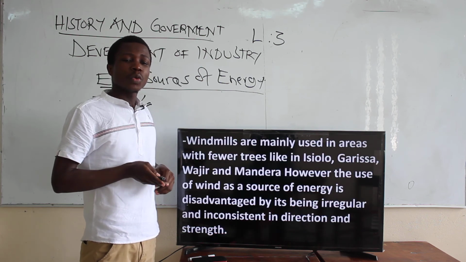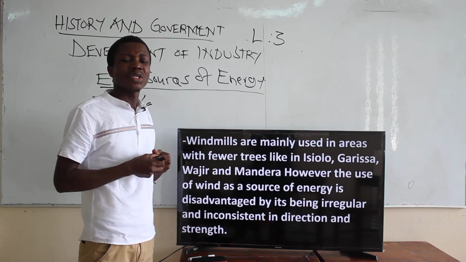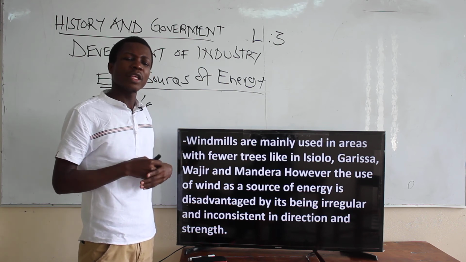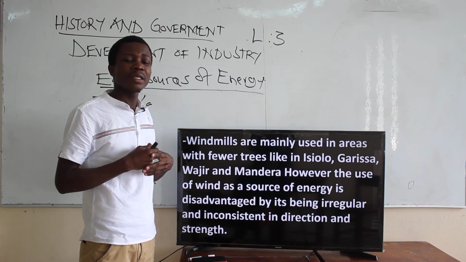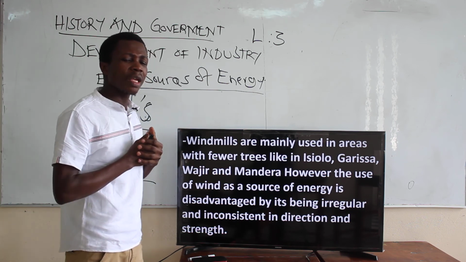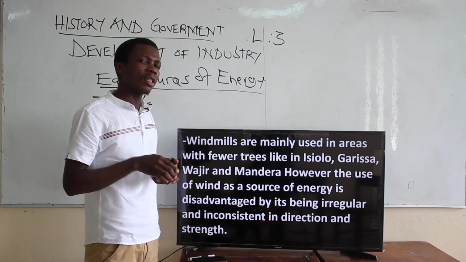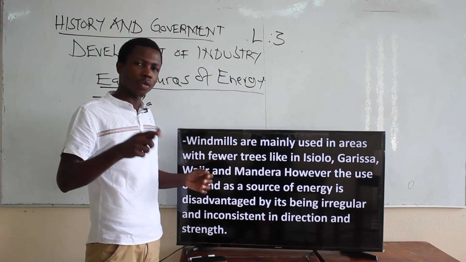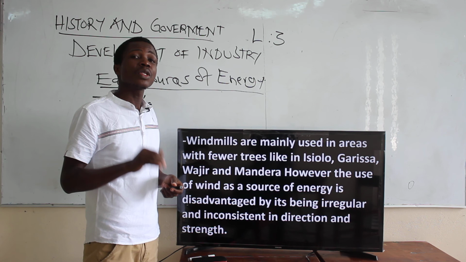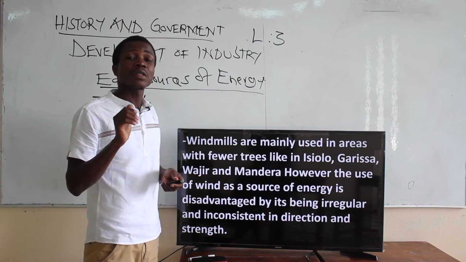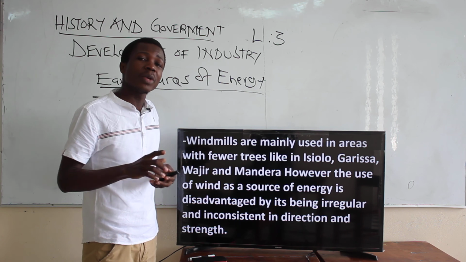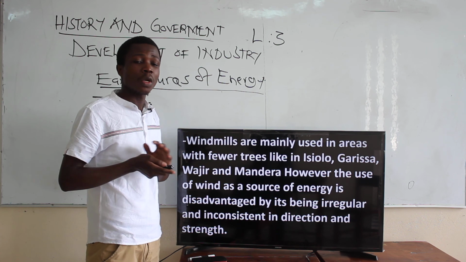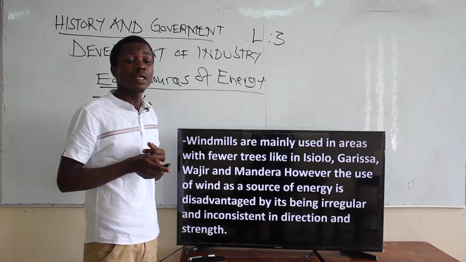Windmills are mainly used in areas with fewer trees, like Isiolo, Garissa, Wajir, Mandera. However, the use of wind as a source of energy is disadvantaged by it being irregular or inconsistent in direction and strength. That is just one disadvantage of wind, though it was widely used in the several uses that we have talked about. Sometimes it was irregular, sometimes it was inconsistent, and it is basically good only for places which do not have numerous trees, like those places that you have mentioned: Isiolo, Wajir, Mandera, and so on.